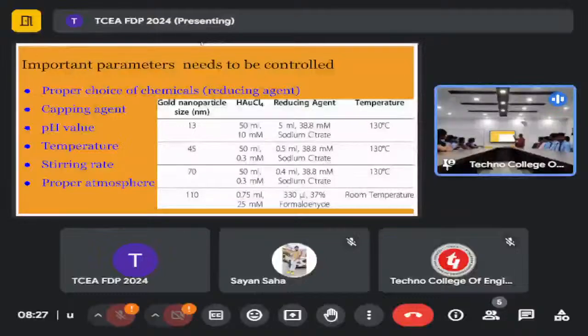Now, for proper preparation of nanoparticles, we need a proper choice of chemicals. I mean, reducing agent, capping agent, pH value, temperature, stirring rate, proper atmosphere. These are very important. These are also very simple to control, and anyone controlling those parameters can prepare the nanoparticles.